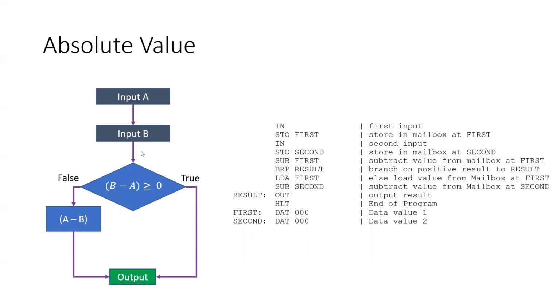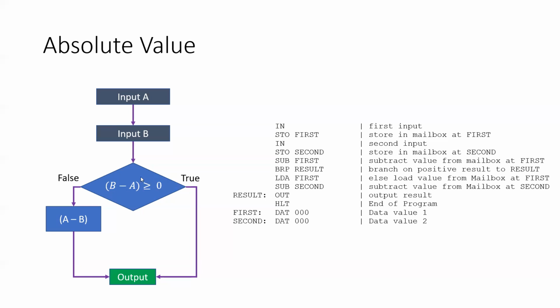But I need to check beforehand whether I should subtract A from B or B from A to always get the positive value. So for that, this is the logic. You can see that we are taking the first input as A and then the second input as B. After this, we are checking if B is larger than A. If B is larger than A, then whatever is in the accumulator should be given out as output.